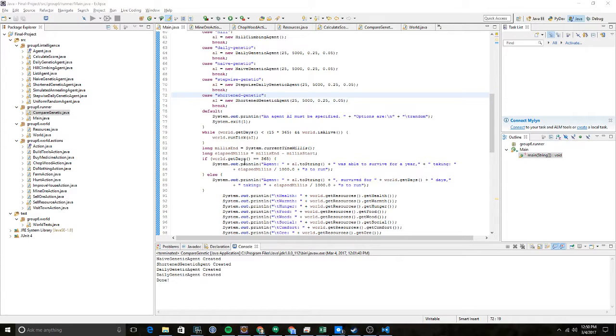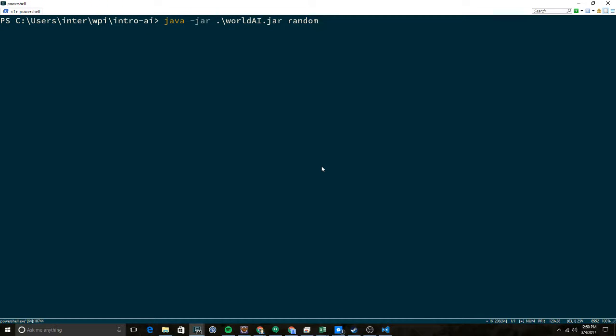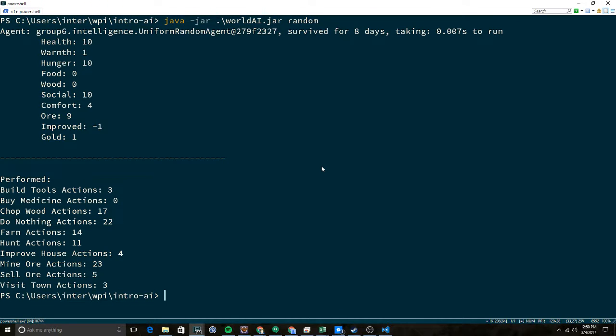And if we run the random AI, we get an example of the output. It tells you how long it survives, how long that operation ran for, because that's a fairly interesting number. And then it gives us the final stats of the agent, so it'll tell us how he died in a way, as well as how comfortable they were able to get, etc.